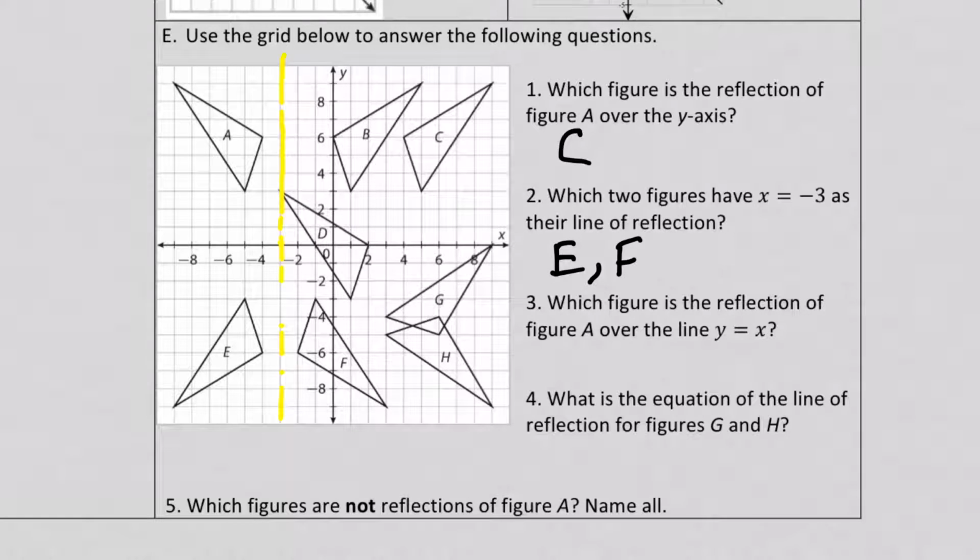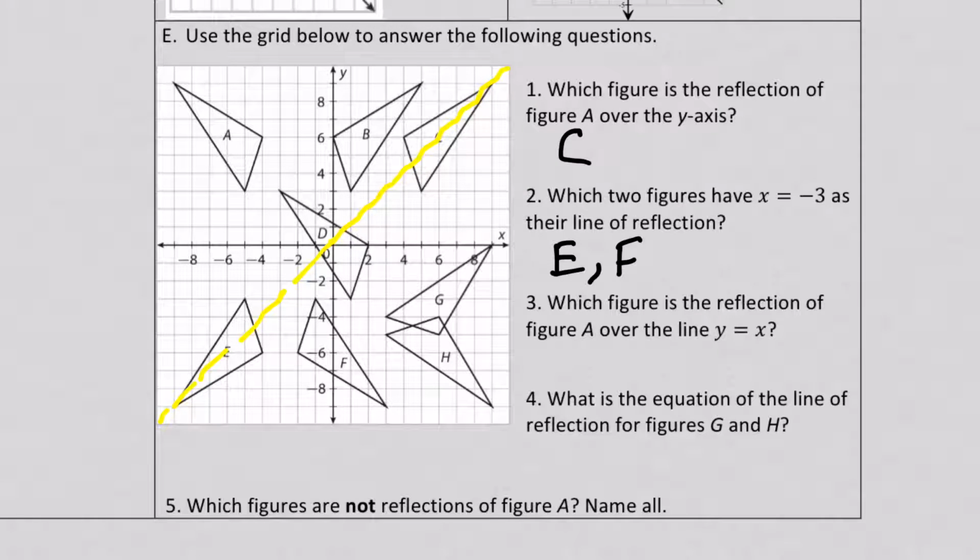Alright, next question. It says, which figure is the reflection of figure A over the line y equals x? So first of all, let me erase this line that I don't need anymore. Which figure is the reflection of figure A, here's figure A, over the line y equals x? The line y equals x is a perfect diagonal line that passes through the origin. Okay, let's try to draw it real quick. Here's the line y equals x. There's a line y equals x.